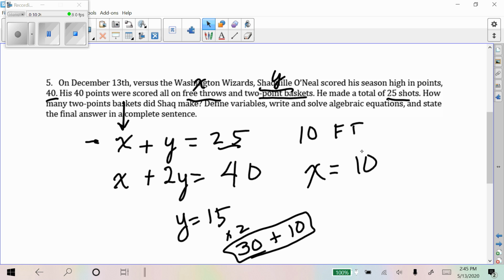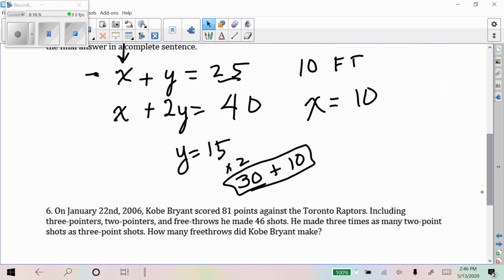All right, so I hope you found this helpful. And I'm going to give you some time to practice now. This Kobe Bryant problem will be part of your assignment. Good luck with that.